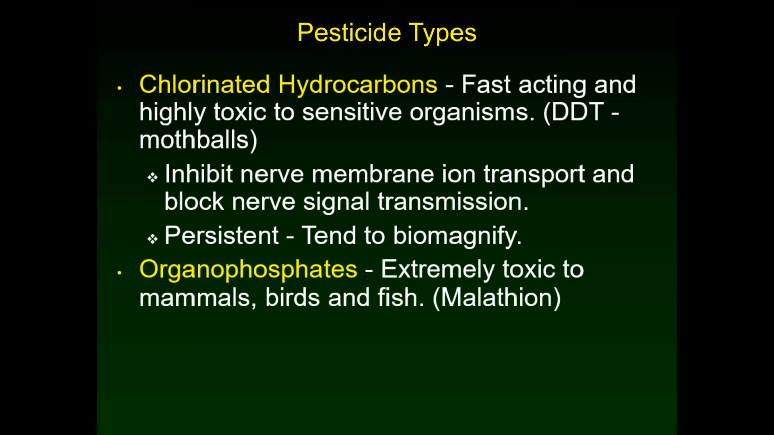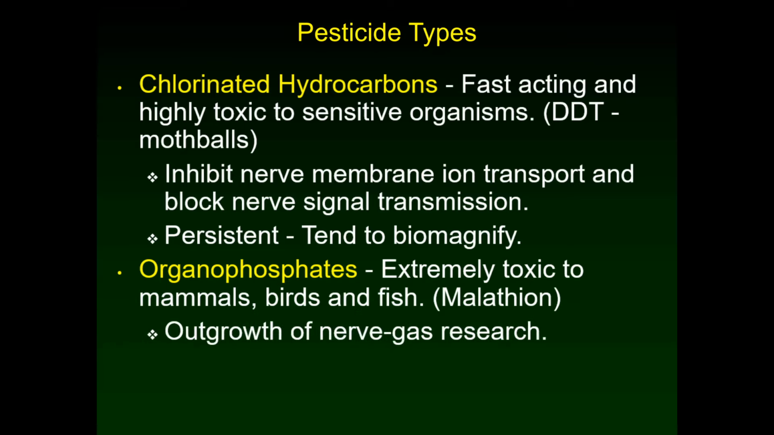Organophosphates are another version. These are extremely toxic to mammals, birds, and fish. Malathion is an example. This came from a lot of nerve gas research that happened in World War I and World War II. Organophosphates are not used as much. Because of just how toxic they are, their use has been curtailed within mostly the last 40 years. These inhibit neurotransmitter enzyme function. Again, this is actually going after proteins.